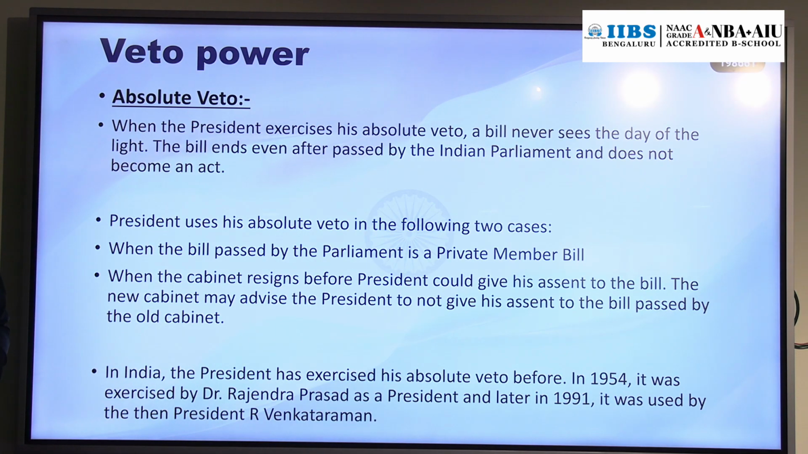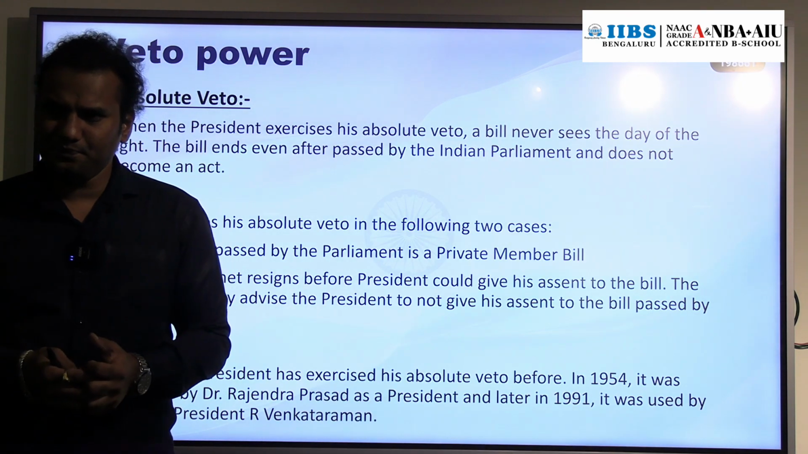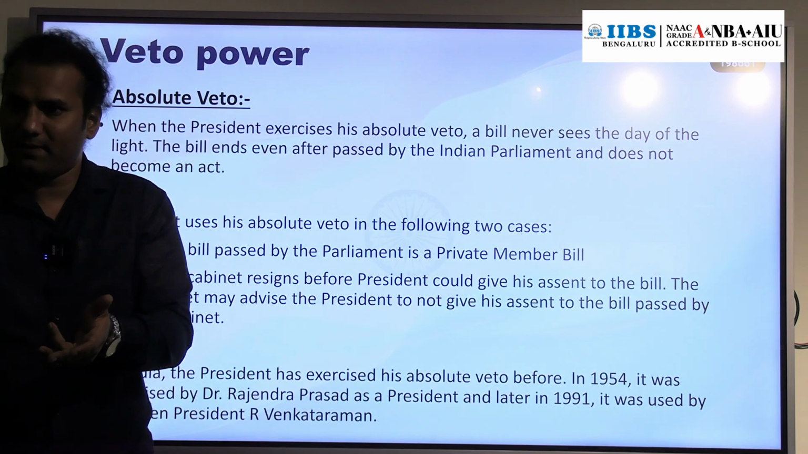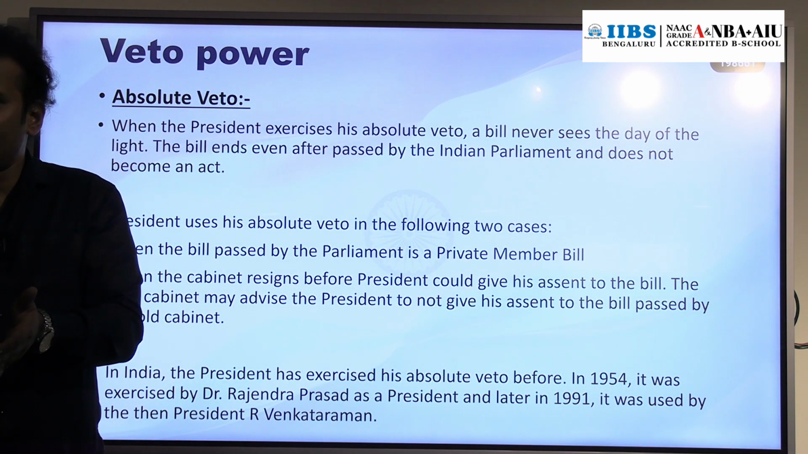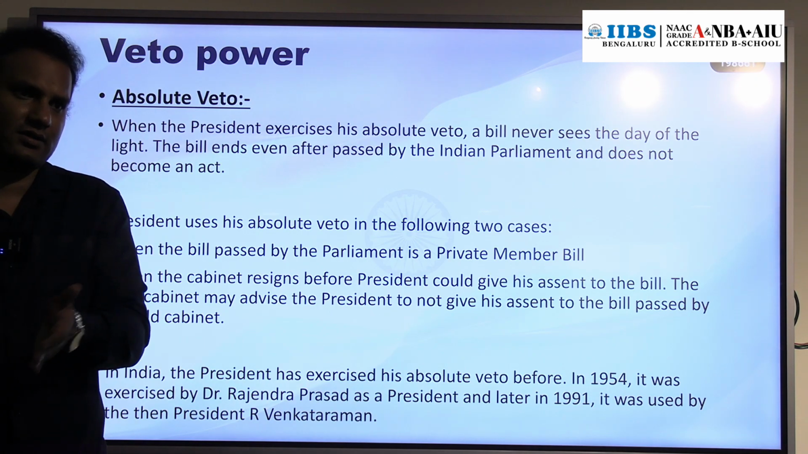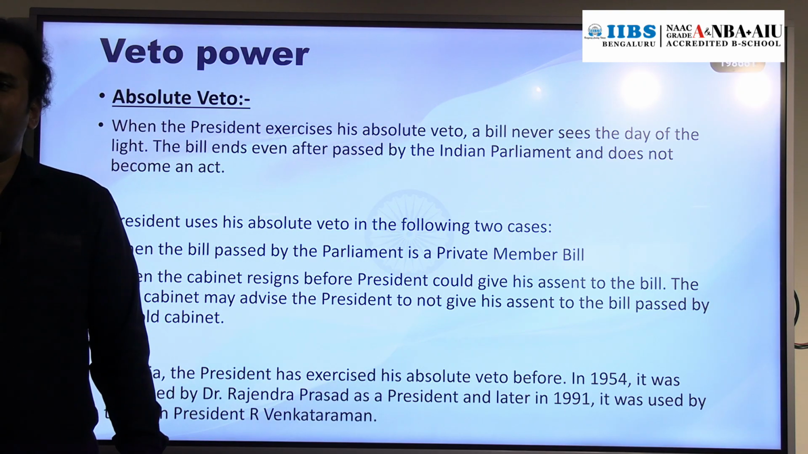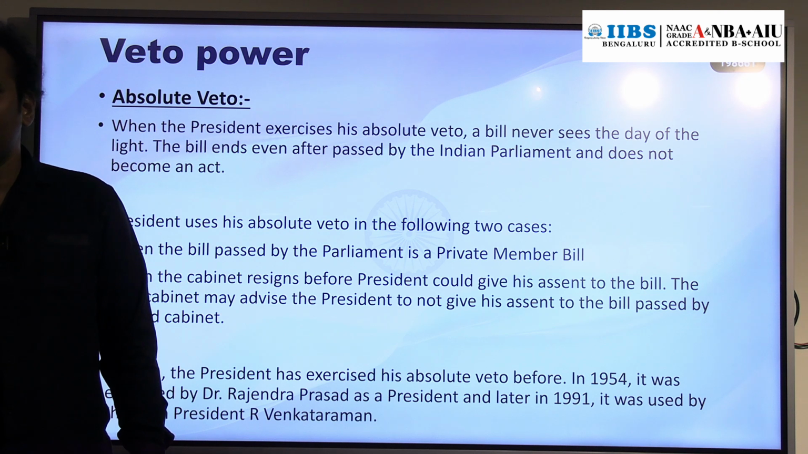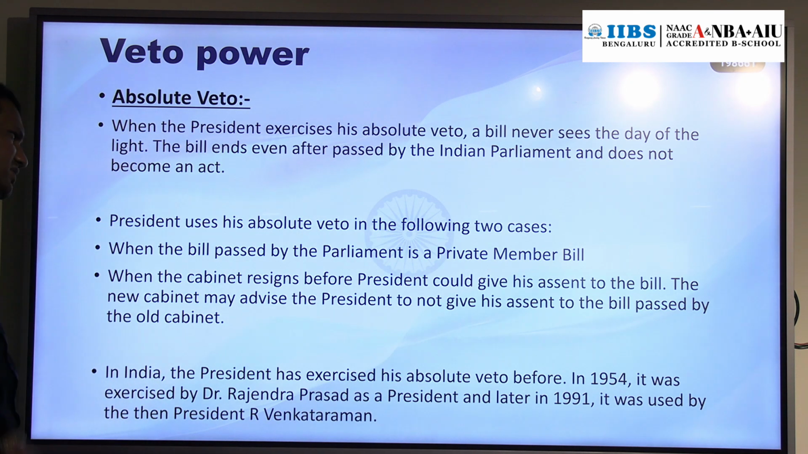Now you understood? It is not about the party, it is about the cabinet. If one cabinet passes the bill and resigns after passing it, and a new cabinet forms the government, and the new cabinet advises the president not to give assent, then the president can use the absolute veto. Remember, whenever the president uses the absolute veto, the bill will be dead. No further discussion on that bill.